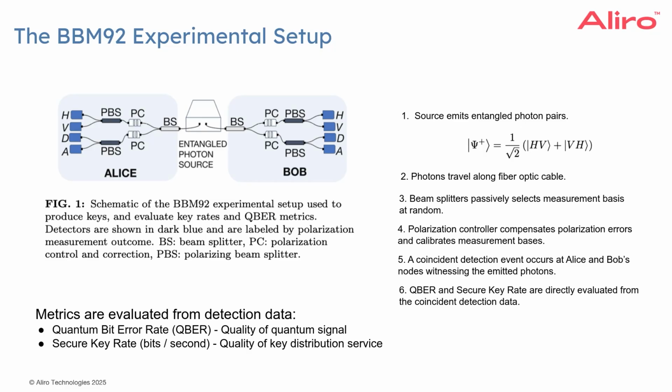Let's take a focus on our BBM92 experimental setup. This is an experiment that we have set up in our BrightNet testbed at the Aliro headquarters in Boston. And the way that a BBM92 setup looks like is like so in this diagram in figure 1. So here we have in the center an entangled photon source.